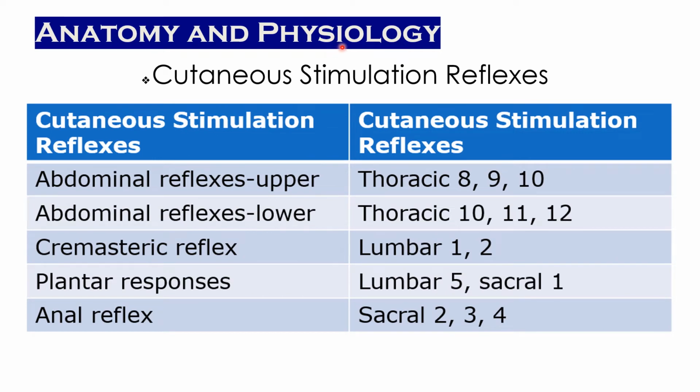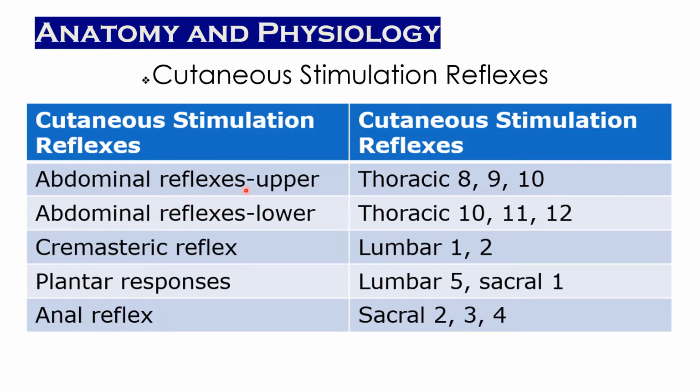So, reflexes may be initiated by stimulating skin as well as the muscle. Stroking the skin of the abdomen, for example, could produce a localized muscular twitch. Superficial cutaneous reflexes and their corresponding spinal segments include the following.